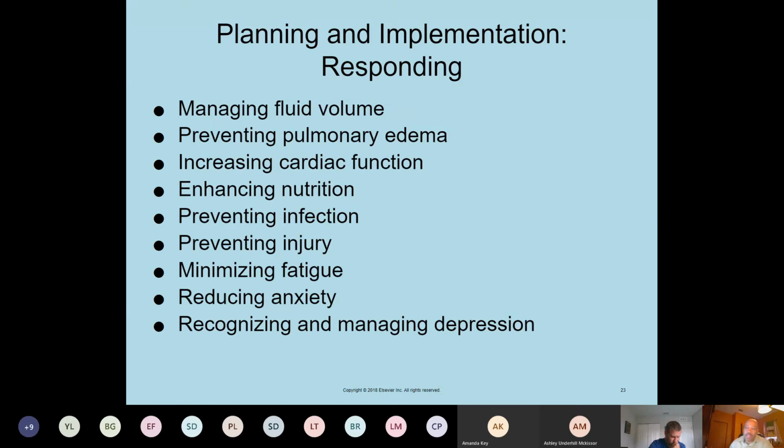I also have here written, read pages 1408 to 1411 for the following: preventing infection. I didn't write the rest of these. Preventing infection, preventing injury, minimizing fatigue, reducing anxiety, and recognizing and managing stress and depression. Just go ahead and read that. Pretty easy read as well.